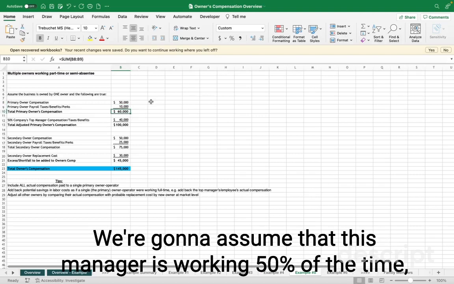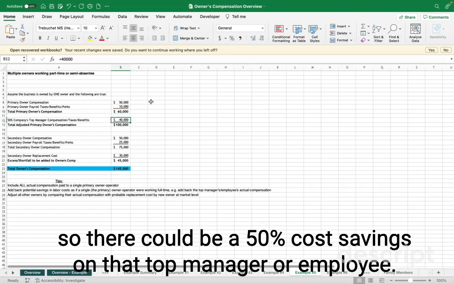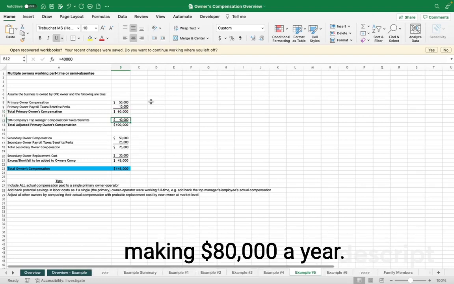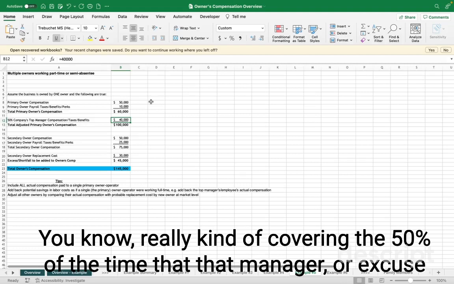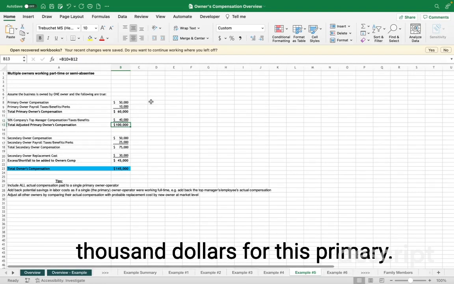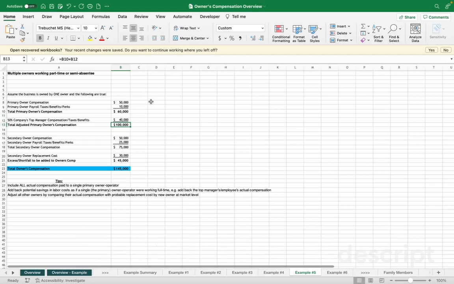We're going to assume that this manager is working 50% of the time, so there could be a 50% cost savings on that top manager or employee. Again, similar to before, we'll assume that top manager is making $80,000 a year, really covering the 50% of the time that the current owner isn't there. So we can have a cost savings of $40,000 for a total of $100,000 for this primary owner.